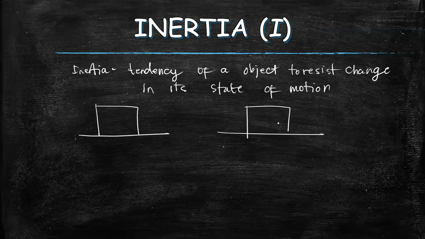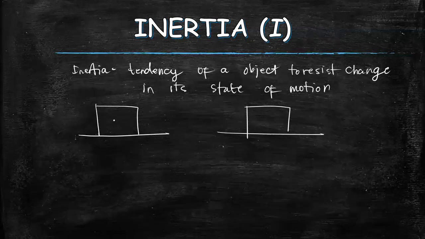Okay, so according to Newton's first law of motion or law of inertia, a body at rest would remain at rest and a body in motion would remain in motion unless acted upon by an unbalanced force or an external force. So yun po yung law of inertia according to Newton. Pero saan po ba nakadepende ang inertia? So inertia depends on the mass of the object.